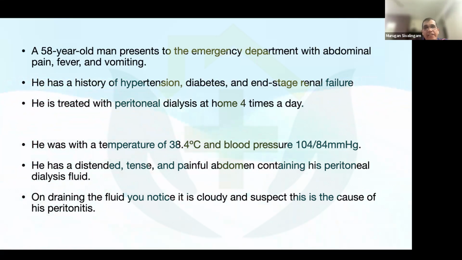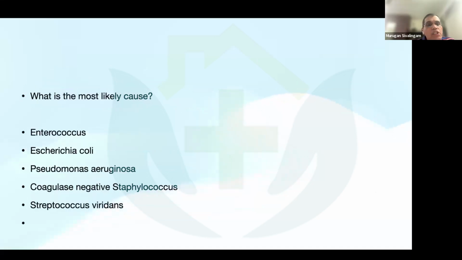So basically, this guy who's on peritoneal dialysis at home comes to the hospital with a fever, he's hypotensive, and he's got a distended, tense abdomen, and the peritoneal dialysis fluid is a bit cloudy, and you think that he may have a peritonitis. Okay, and the question is, what is the most likely cause of the peritonitis? That is what the question is.